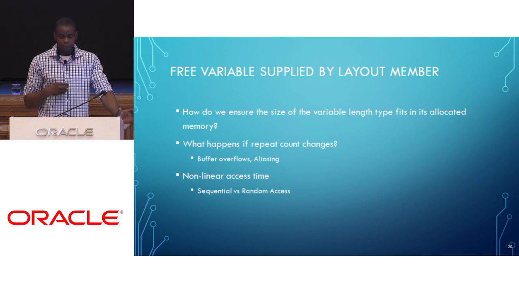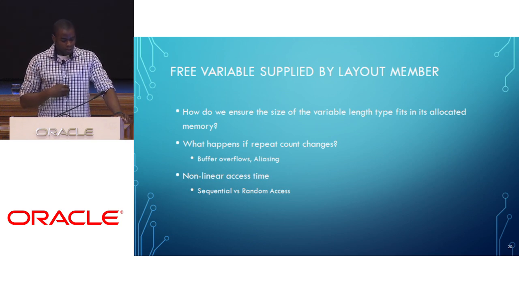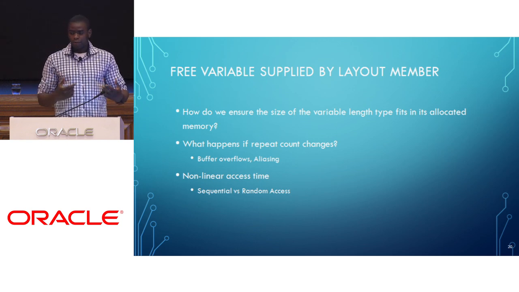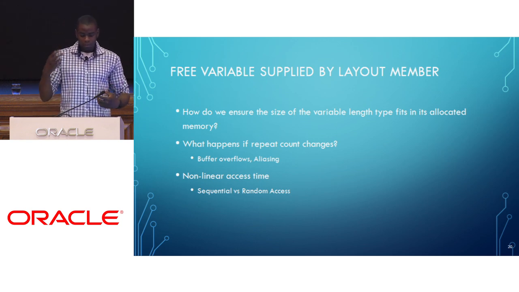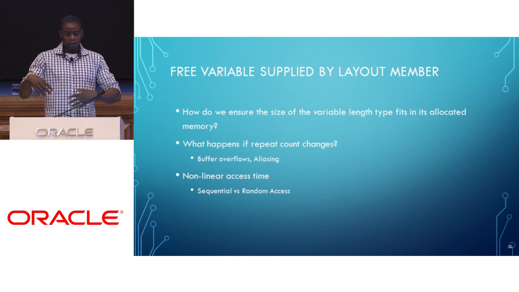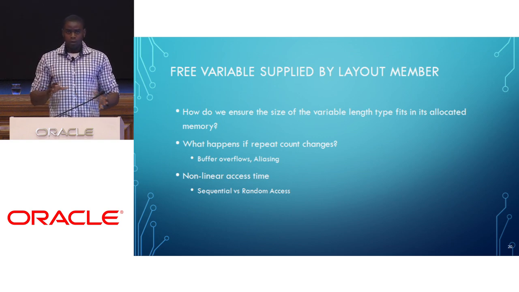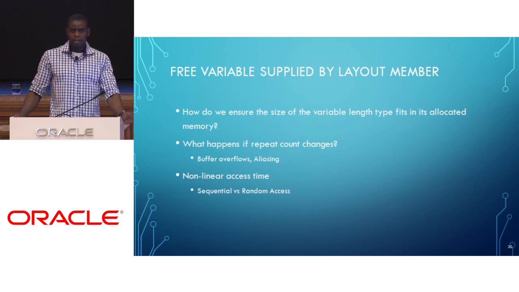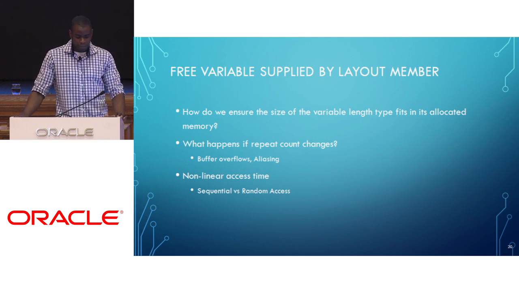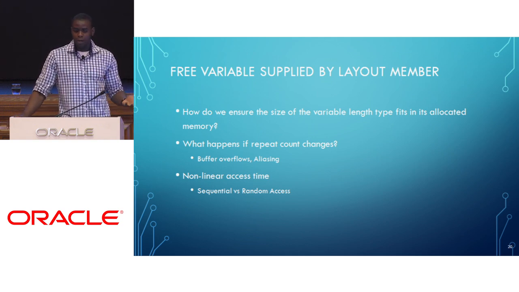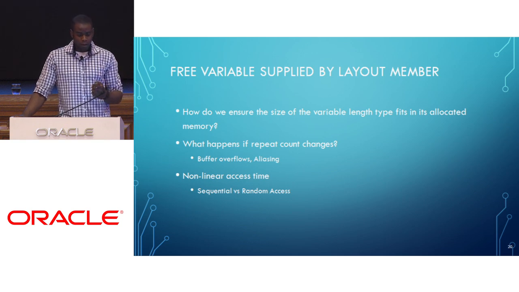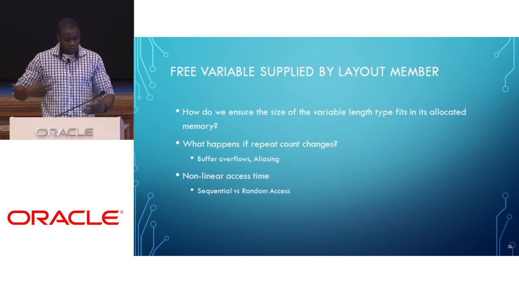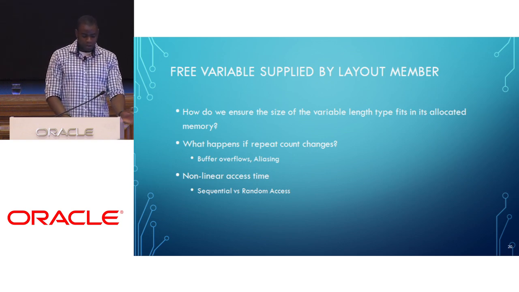What happens if you can change the repeat count? If you are aliasing this data, you may have instances where one has a certain view of the data and another has a different one, so you could easily create inconsistencies. Also, access time will start to vary. This may come as a surprise: you access a field the first time, it's fast, and then you access a field that follows, it's very slow. So a lot of things to consider there.